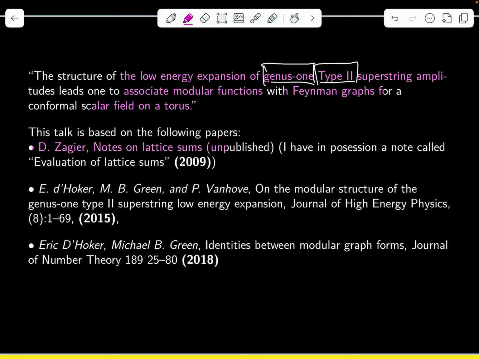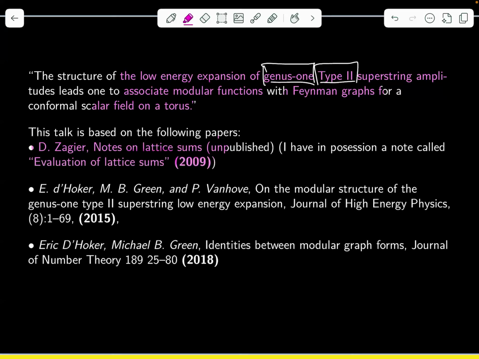I have in my possession another PDF. It's also an unpublished article by Don Zagier, and my PDF is called Evaluation of Lattice Sums. It's dated 2009. And it seems that it is exactly this thing. Maybe different people call it by different names, so maybe there were different versions. Anyway, I think it all started from there.